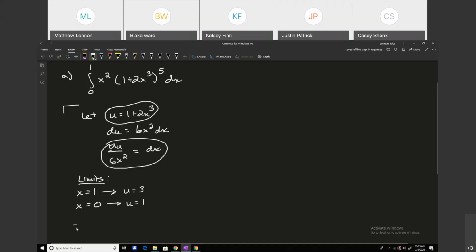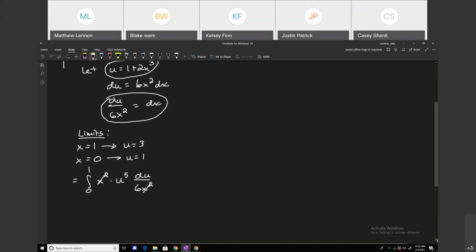So the integral is going to change into the integral now from 1 to 3. You can leave the x squared there for now. It'll cancel in a moment. And then that's going to be times u to the fifth. So that's using the top substitution that I've circled. Now we're going to replace dx by du over 6x squared. So our x squareds drop out, they cancel, so we're left with only u's. So we know that we've completed the substitution appropriately. And then again, the 1/6 we can think of as just a constant on the outside.